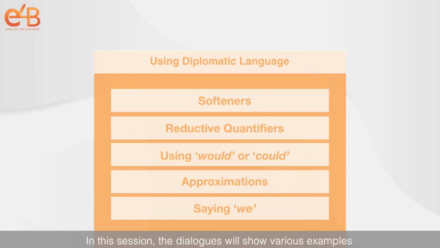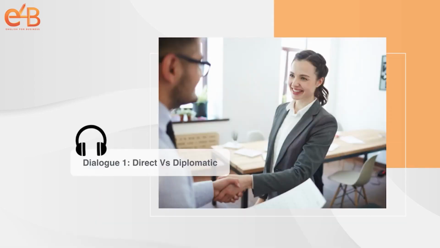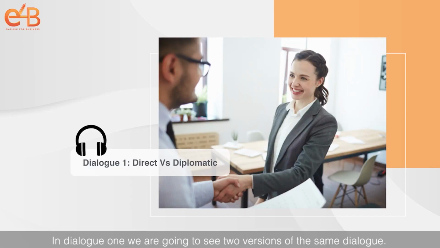In this session, the dialogues show you various examples of diplomatic language in use. See which ones you can see being used. Dialogue 1. Now, in Dialogue 1, we're going to see two versions of the same dialogue. The first one is without the use of diplomatic language. The second version uses diplomatic language.